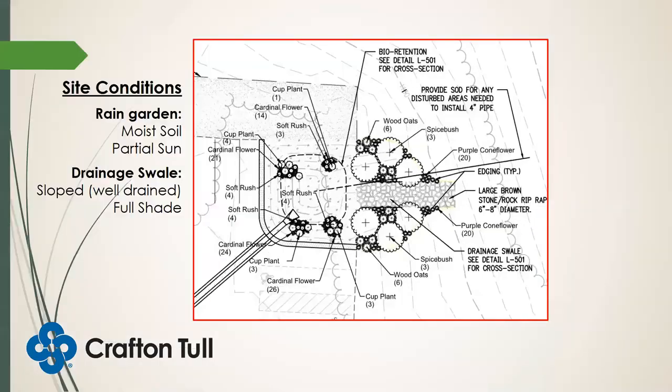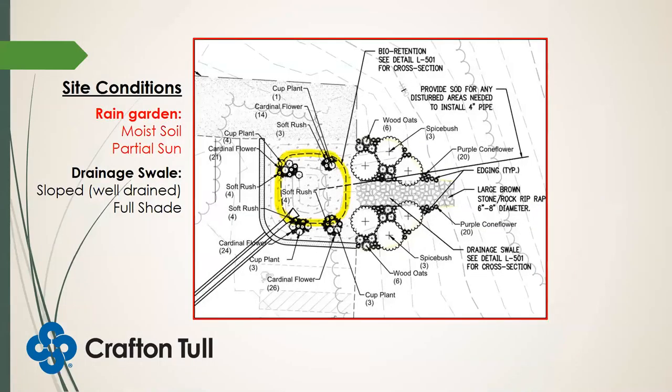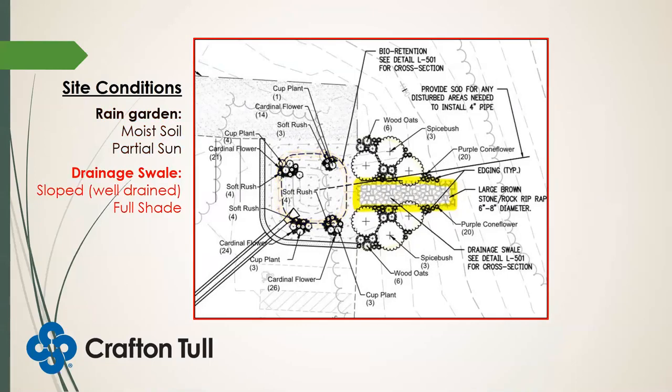First, the rain garden. It's going to be in partial sun. There are some trees around that we expect to be blocking the sunlight for part of the day there. It's also going to have, we're expecting, more moist soil there. Then the drainage swale. It's going to be sloped. We consider that to be pretty well drained, and we expect that area to be in full shade.